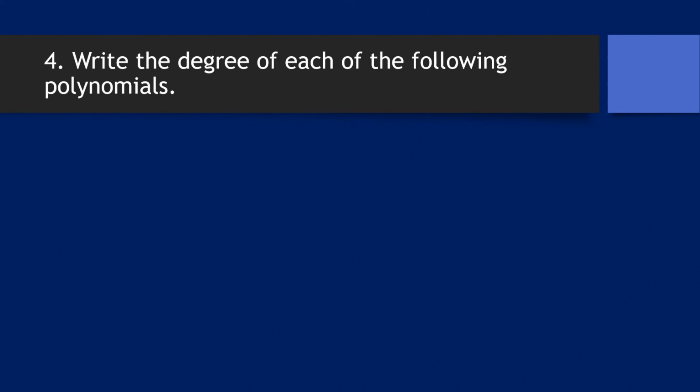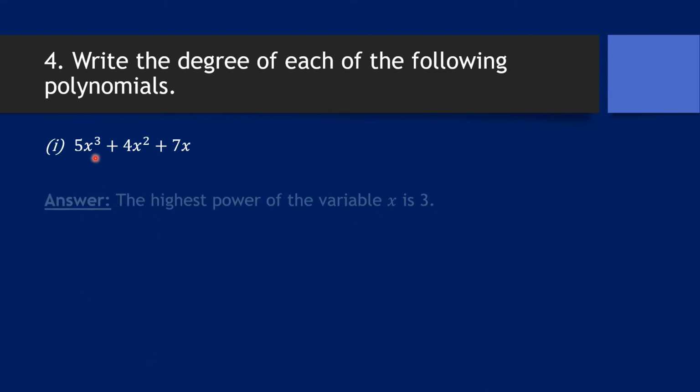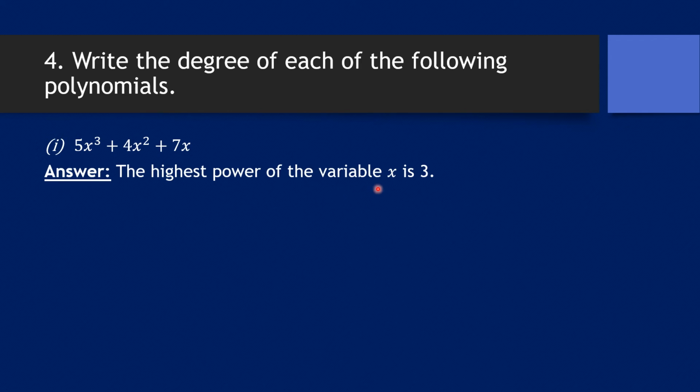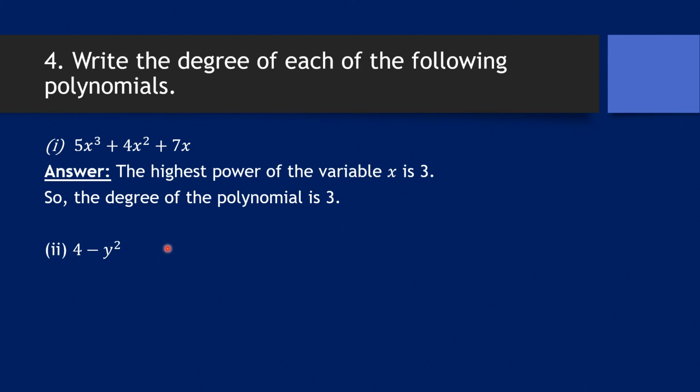Now let's come to question number 4, that is, write the degree of each of the following polynomials. The degree of any expression is the highest power of the variable given in the expression. So here you can see 5x cubed plus 4x squared plus 7x. The highest power is 3. Therefore, the degree of this polynomial is 3.